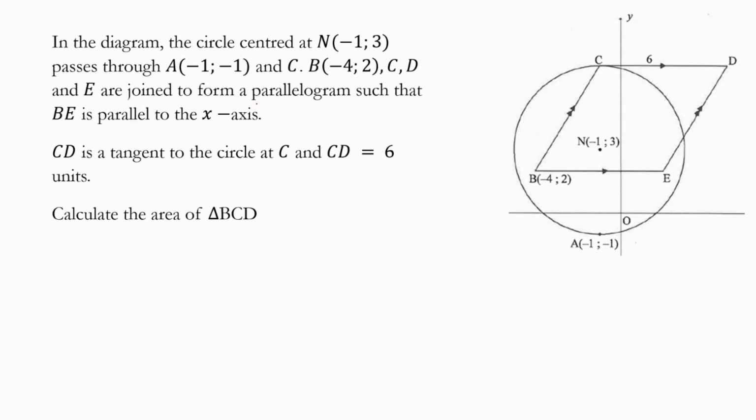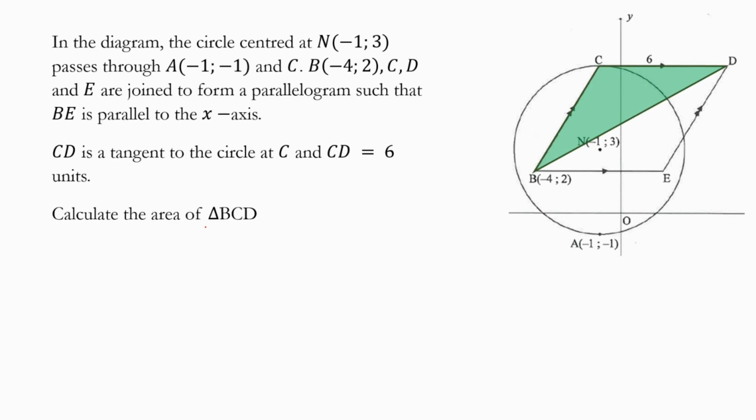Let's do question 4.2.3. In the diagram, the circle centered at N passes through points A and C. B, C, D, and E are joined to form a parallelogram such that BE is parallel to the x-axis, and CD is a tangent to the circle at C, and CD is equal to 6 units. Calculate the area of triangle BCD. This is the triangle here that we want to find its area.